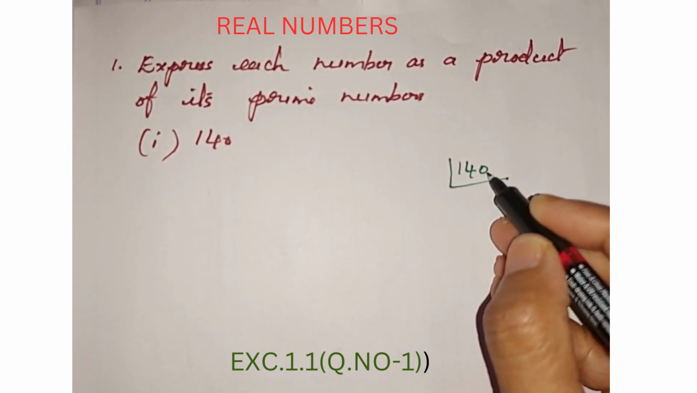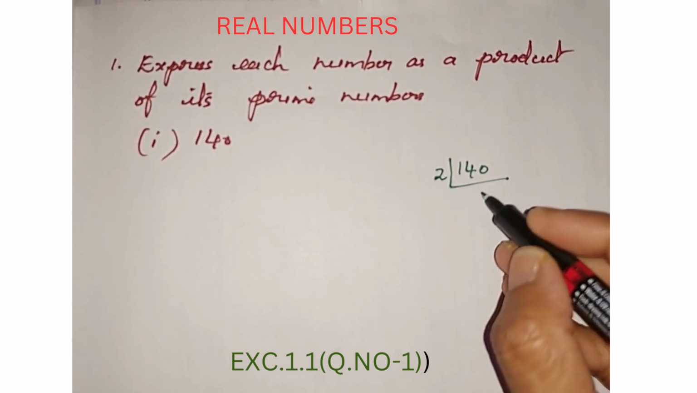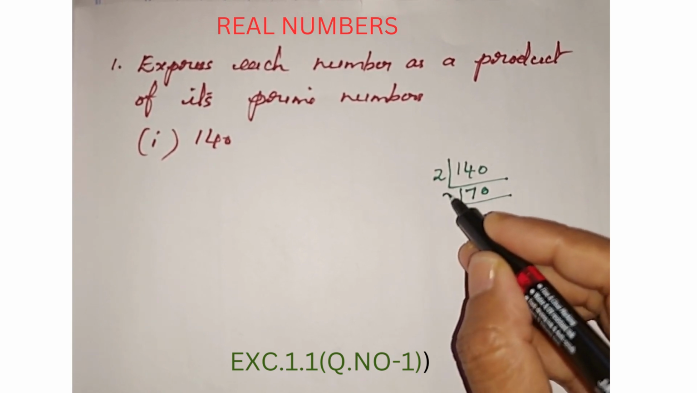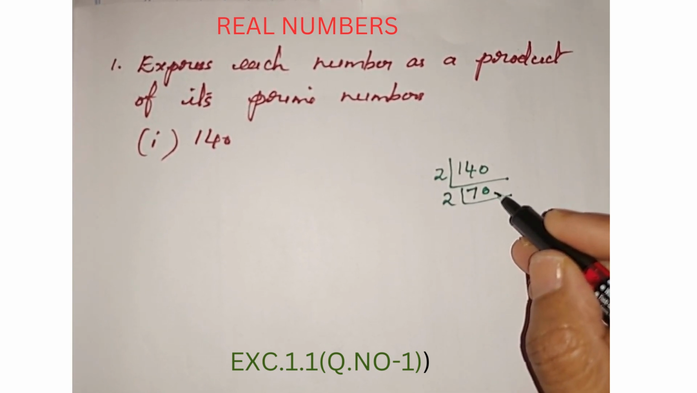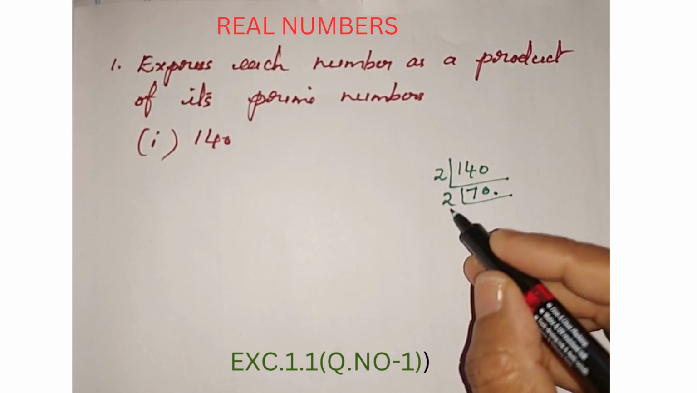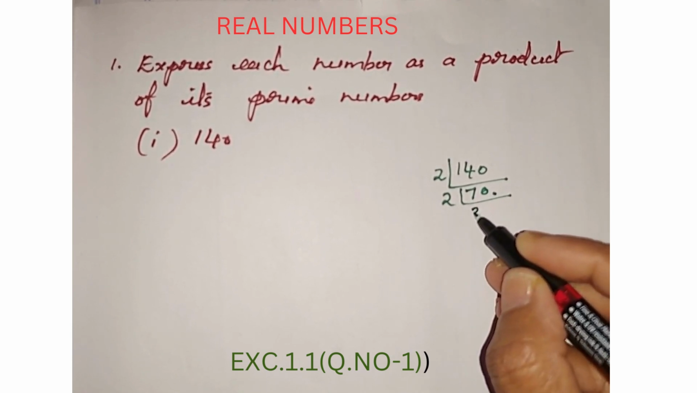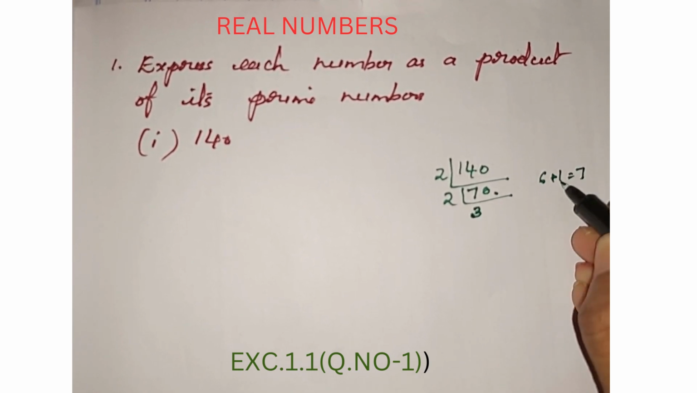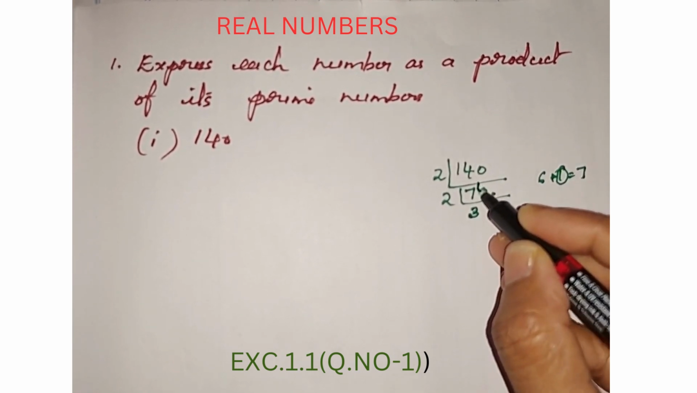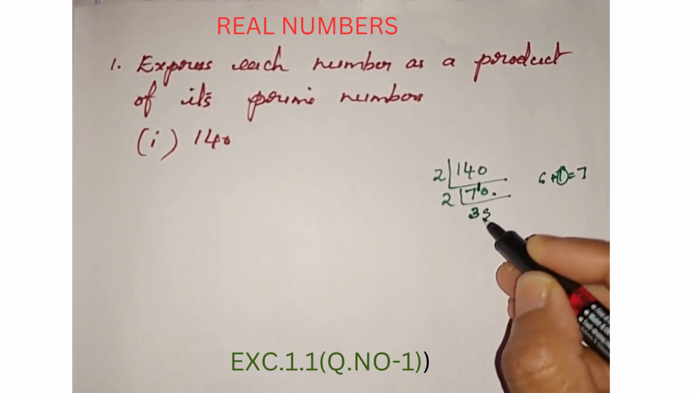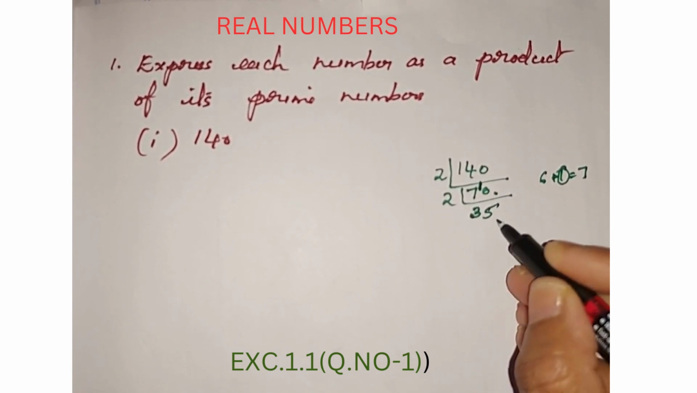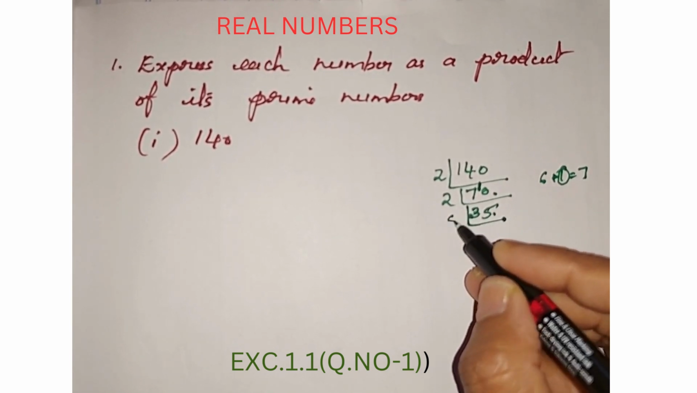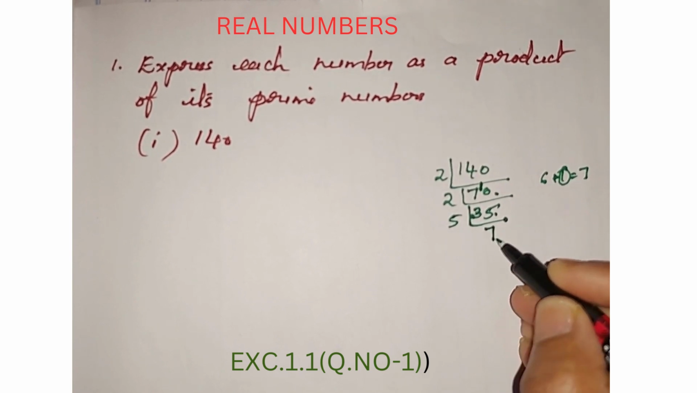So 2 will go into 140: 2 goes into 14 seven times, 2 goes into 0 zero times, right? Then again 2 goes into 70 because the ending number is 0. So it's an even number, right? 2 goes into 7, 2 threes are 6, 6 plus 1 is 7, so this 1 can be the remainder here. So 2 goes into 10 five times, right? So again we got 35. The ending number is 5, so it is divisible by 5. So 5 sevens are 35, right?